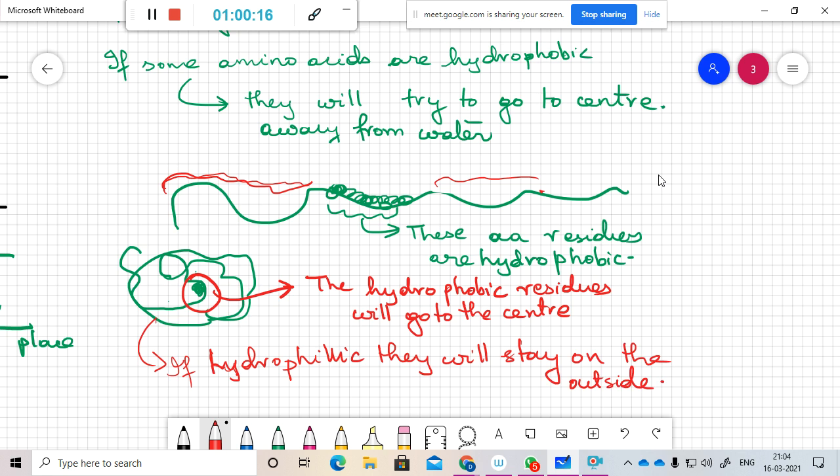So this is the tertiary structure. Apart from that, you have the next level, quaternary structure.